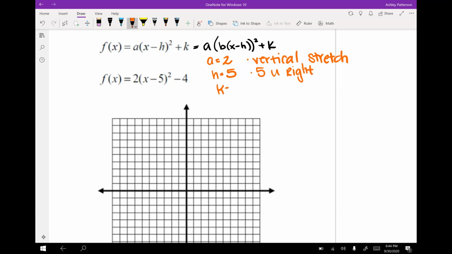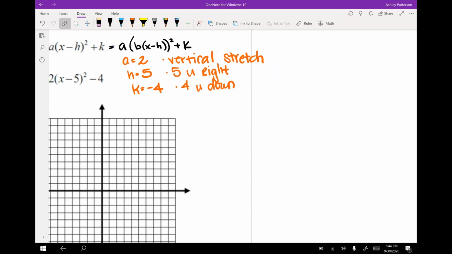Our k is the same sign, so that's -4, which means we go 4 units down. Vertical translation. Now, I've said numerous times that the transformations have the same effect regardless of what the function is, as does the transformation chart. So here's what it looks like. It is 1 over b times x plus or minus h.